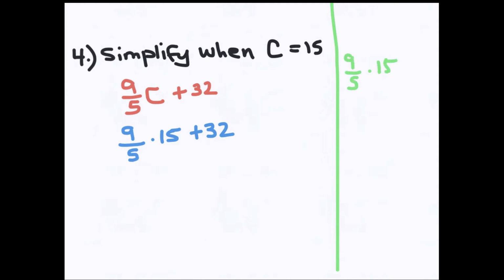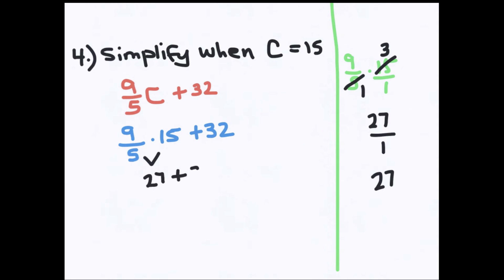9/5 times 15. How do you write a whole number as a fraction? You put it over 1. Simplify before you multiply. Take every numerator to every denominator. 9 to 5, can I simplify? 15 to 1? No. How about 15 to 5? Yes. How about 9 to 1? No. So I can simplify right here. 5 divided by 5 is 1. 15 divided by 5 is 3. 9 times 3 is 27. 1 times 1 is 1. So that simplifies to be 27. So this right here gives me 27 plus 32. I have 59.